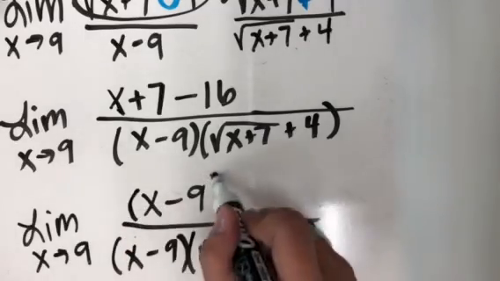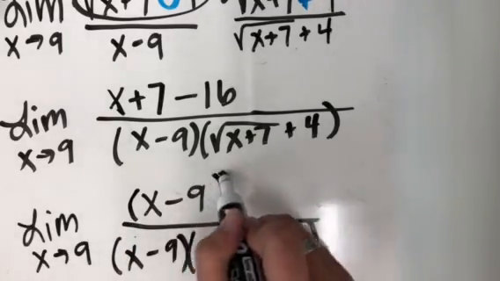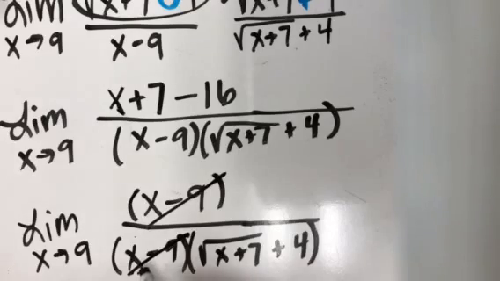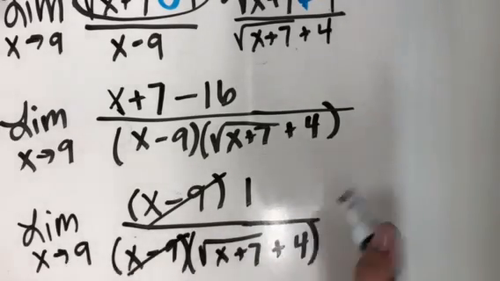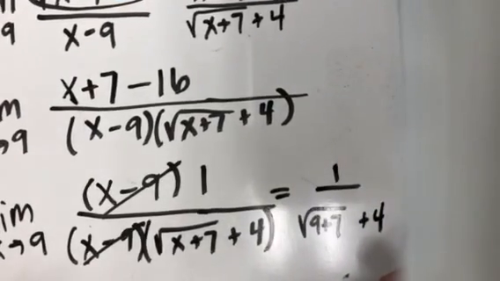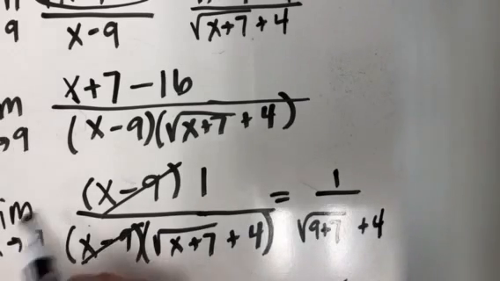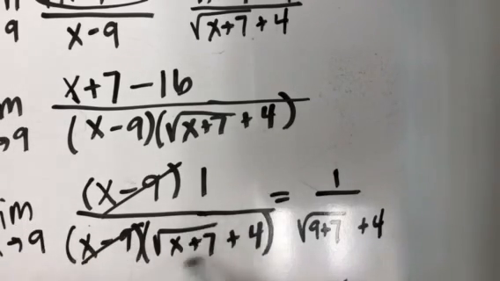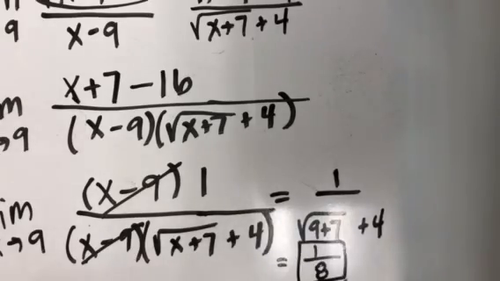I have an x minus 9 on the top and on the bottom, so I can use the power of 1, creating a 1 there. This becomes a 1. And now I have something that I can plug this 9 into. So I have 1 over the square root of 9 plus 7 plus this additional 4. I just took my 9, my constant that I was approaching, and used direct substitution into here. Now I get 1 over the square root of 16, which I know is 4, so 4 plus 4 is 8, and there is my solution.